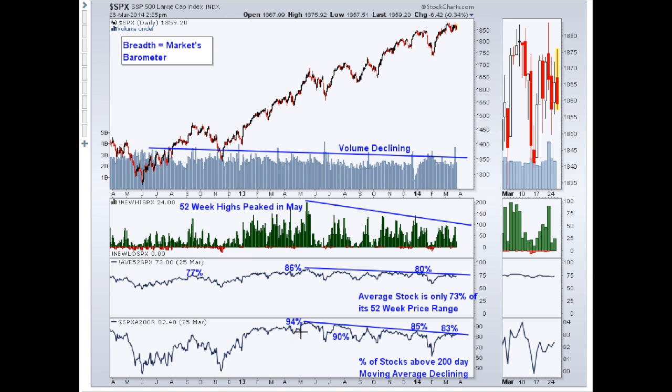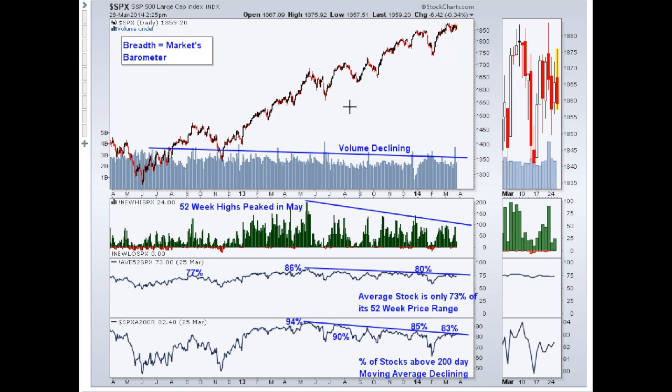And finally, this last chart shows the percentage of stocks above their 200-day moving average. Typically, if a stock is above its 200-day moving average, it's in a rally. If it's below it, it's in a decline and potentially a bear market. Back in May, this ratio also peaked at 94%, which means 94% of the 500 stocks were above their 200-day moving average. Since then, the same thing has been occurring. Only 85% at the January all-time high. At the recent March all-time high, only 83% of stocks were above their 200-day moving average.